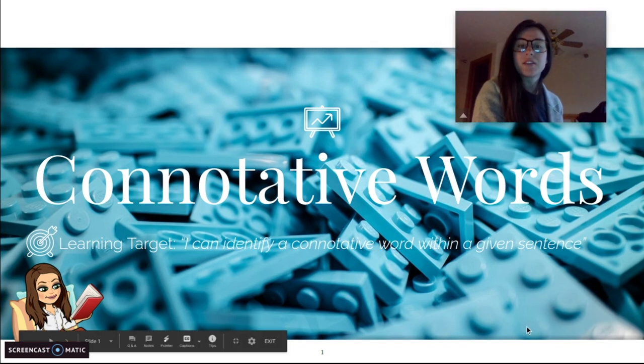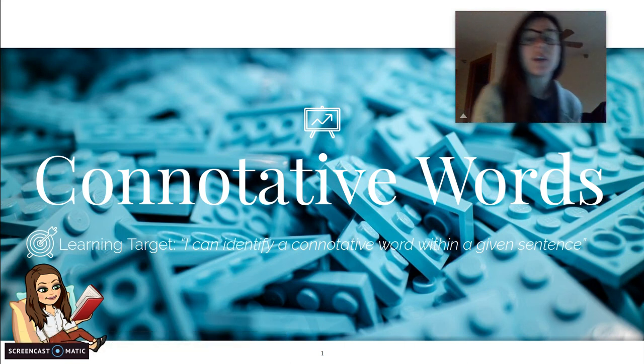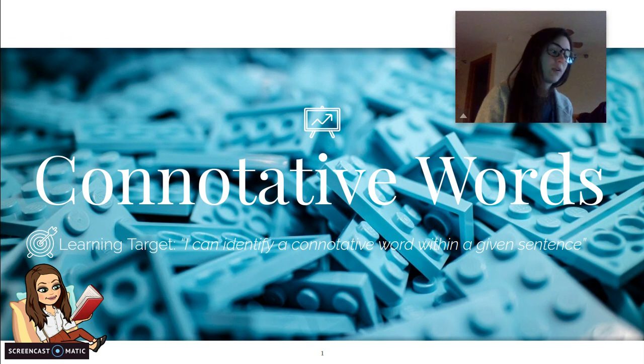Good morning, everyone. So today and moving forward, we are really going to zoom in on connotative words and connotation. If you watched the videos from last week, I briefly talked about this in Monday's reading nudge from the week prior. So we're really going to be zooming into connotative language.